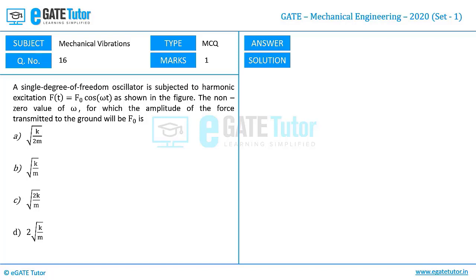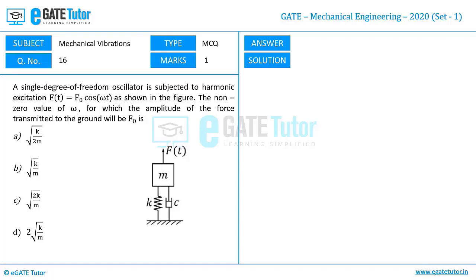These are the options, and this is the configuration given where m is the mass, k is the stiffness of the spring, c is the damping coefficient, and f of t is the external excitation, which is a cosine function. Right? So this is a question from force transmissibility.